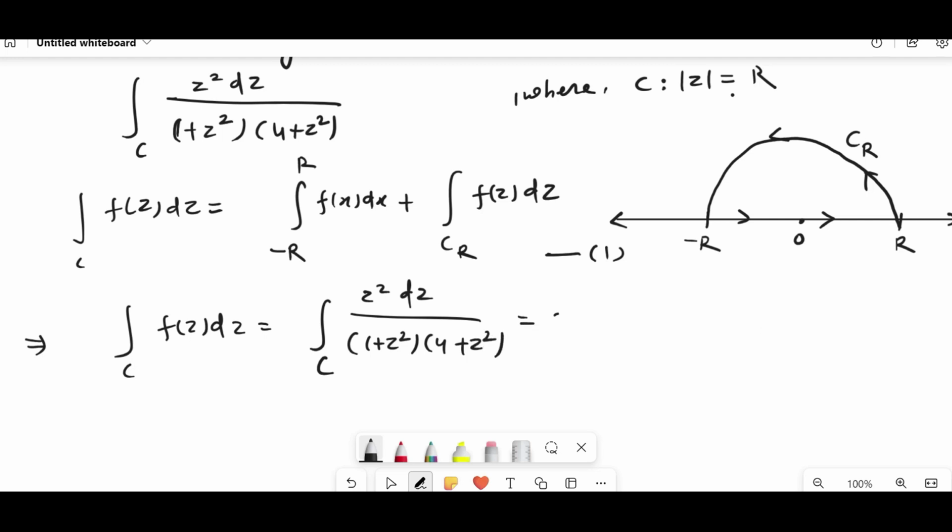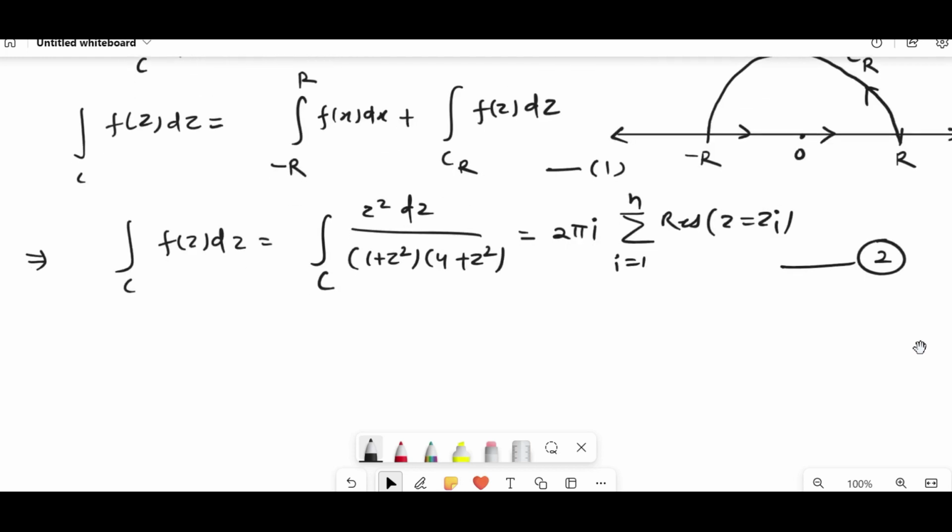So this can be calculated as 2 pi i times the sum of residues, i varying from 1 to n, that is the sum of the residues at z equal to zi. That is equation number 2. First of all we need to find the singularities, that is, substitute 1 plus z square multiplied by 4 plus z square equal to 0. So from here the value of z is plus minus i and plus minus 2i.